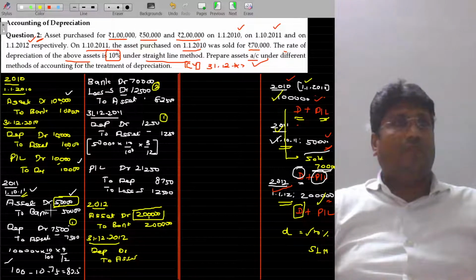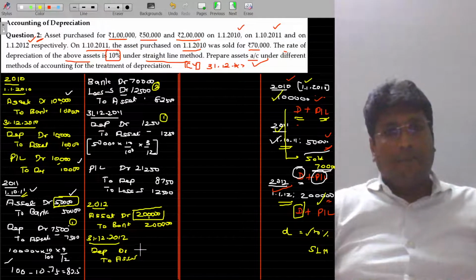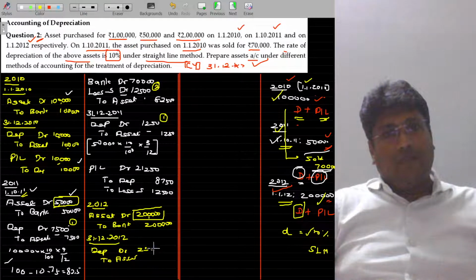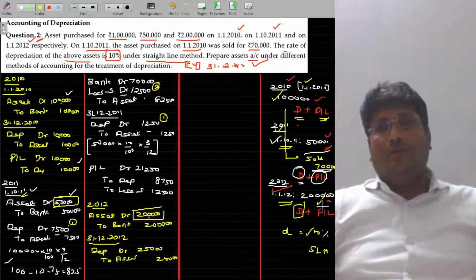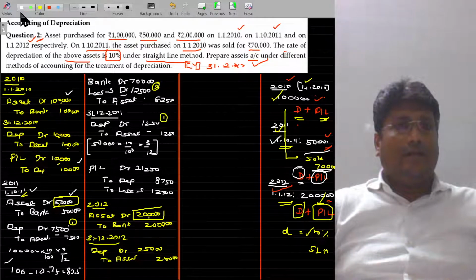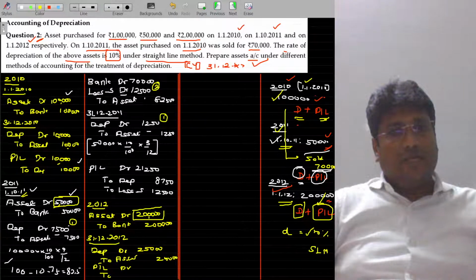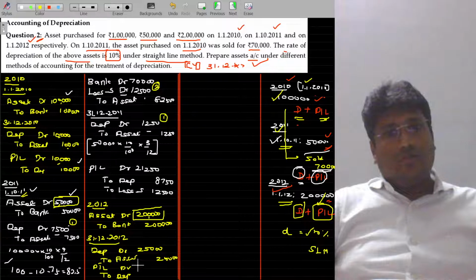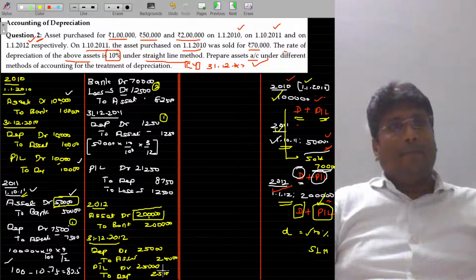You have to find out the depreciation for the full year at the rate of 10%. So 10% on 2.5 lakhs is 25,000. Is that clear? Depreciation account debit to asset account. As we reach the year end, whatever nominal accounts we have should be transferred to the P&L account. For that, the entry is profit and loss account debit to depreciation, 25,000. So we have passed that entry here.